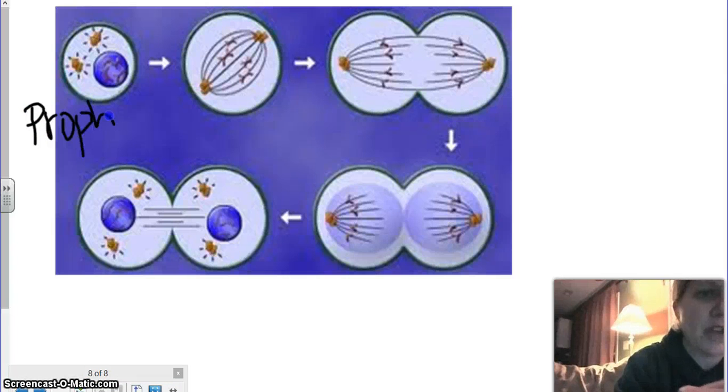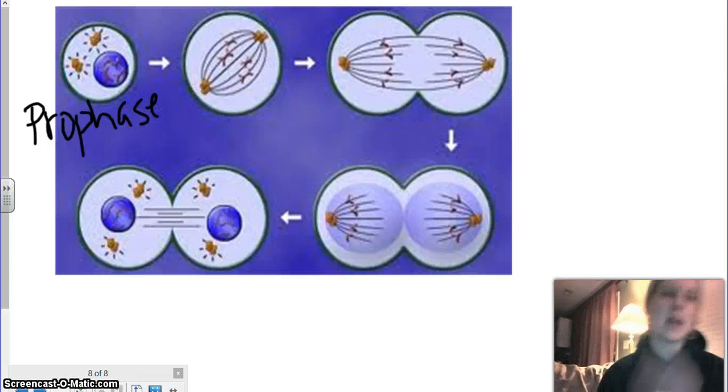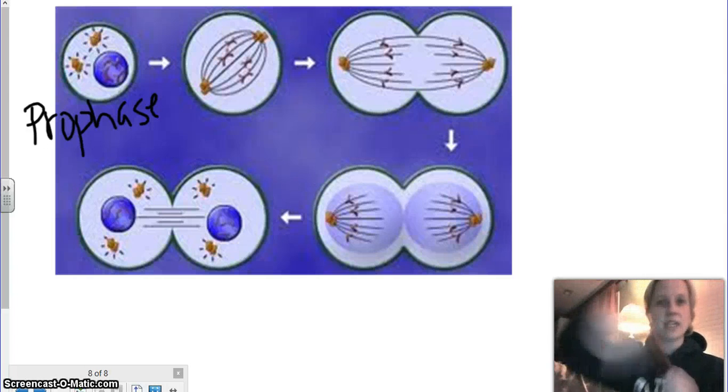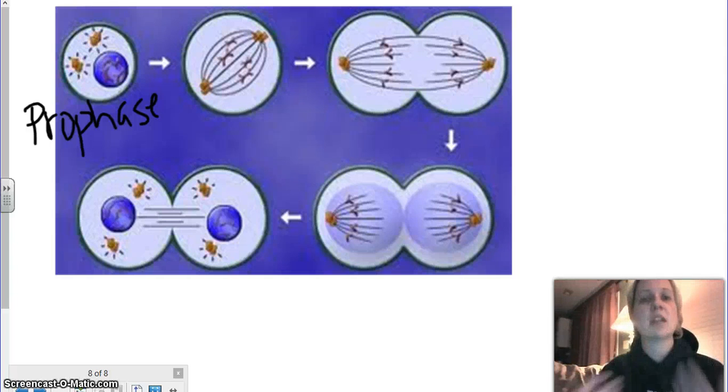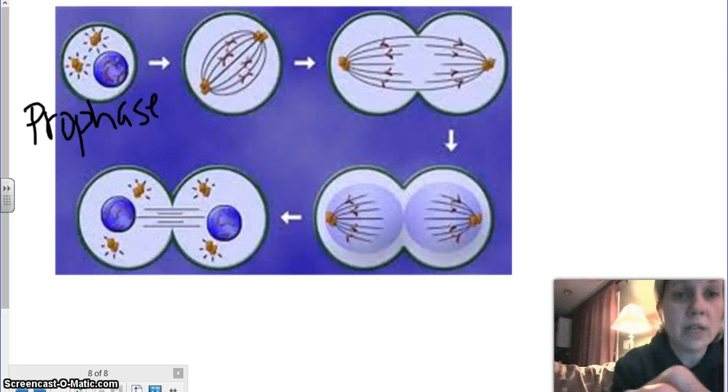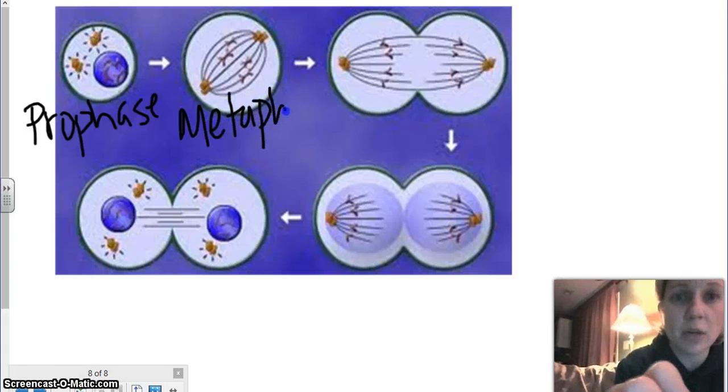Within prophase, the DNA that was just floating around loosey-goosey is going to get really tightened up. It's going to start winding itself around a protein, making those chromosomes very visible. You're going to see that the nucleus, the outside membrane, is going to start disappearing because we have to get that DNA out. Once that nucleus completely disappears, we go to metaphase.